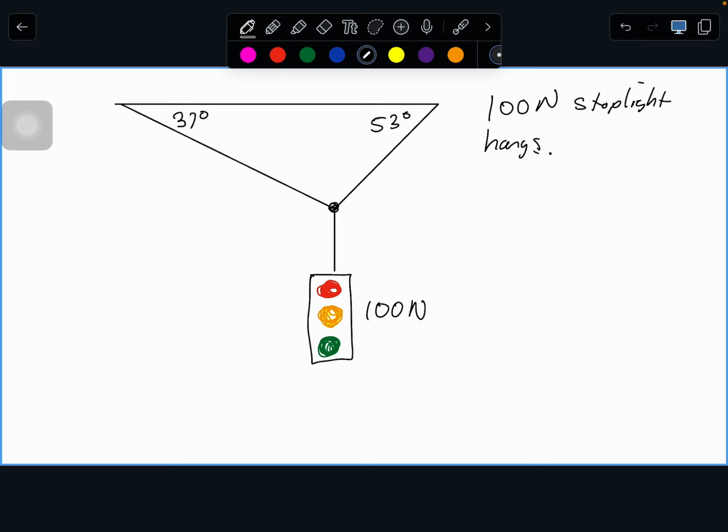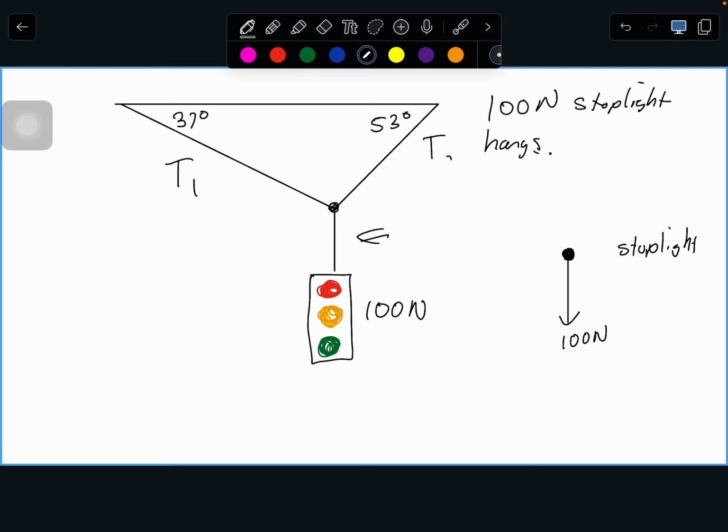Now, we're going to do that bottom one right away. This bottom cable right here, well, you got the stoplight. If I do the force on the stoplight, okay, that's the stoplight. Stoplight gravitational force is 100 newtons. What's holding up the stoplight? Well, this is going to be, let's label it in the picture here.